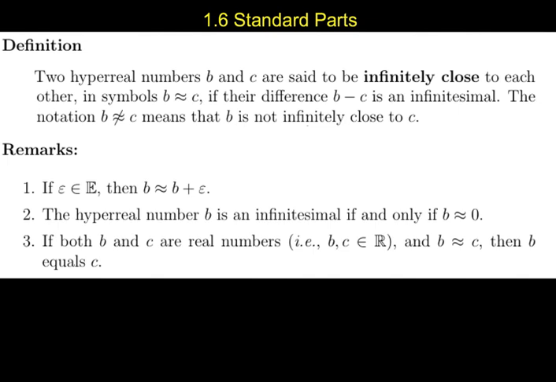Hopefully this is obvious: if I've got an infinitesimal and I add it to any hyperreal number, those two numbers are going to be infinitely close, right? Since b minus (b plus epsilon), if I look at their difference, is just negative epsilon, which is an infinitesimal.